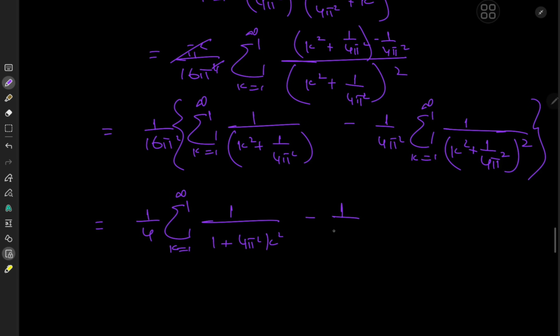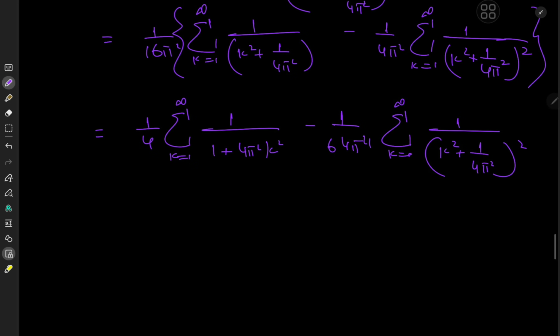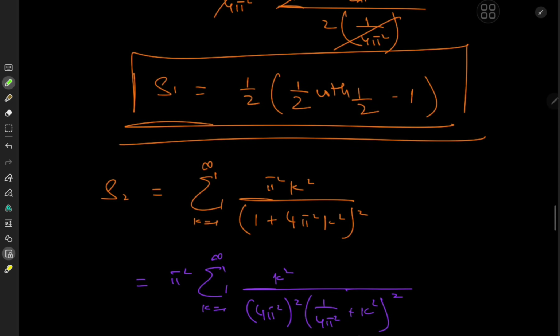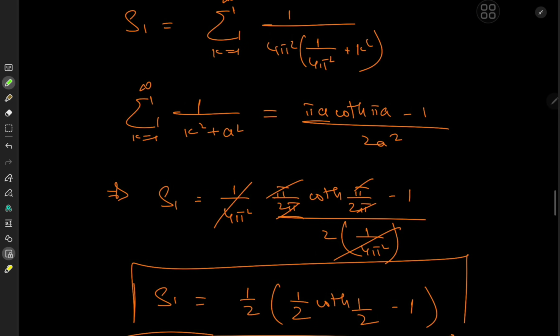Then I have 1 over 64 times pi to the 4th power, sum over k from 1 to infinity, 1 over k squared plus 1 over 4 pi squared, whole thing squared. So I'm just going to leave it here. S sub 2 equals, well, a quarter of S sub 1 plus this strange looking infinite series that I now have to evaluate. And for that, I will once again reference one of my favorite results.